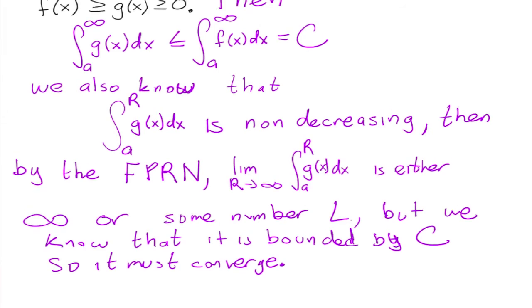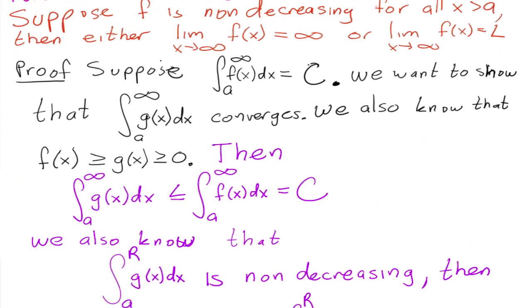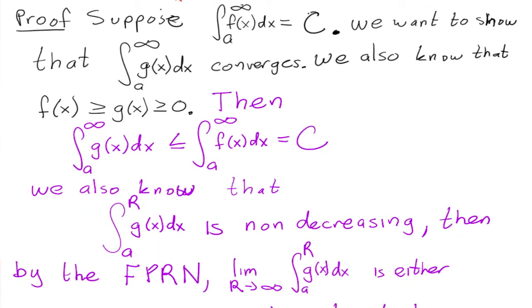So let's go back and kind of walk through it again. We supposed that the integral of f of x converged, right? And we also knew that f is greater than g and they're both greater than zero. And we wanted to show that g converges. So our first statement was just comparing the two integrals, and in this first statement we used this fact, right? So that led me to that, right? You guys agree? So this assumption led me to the fact that the integral is bounded by C.